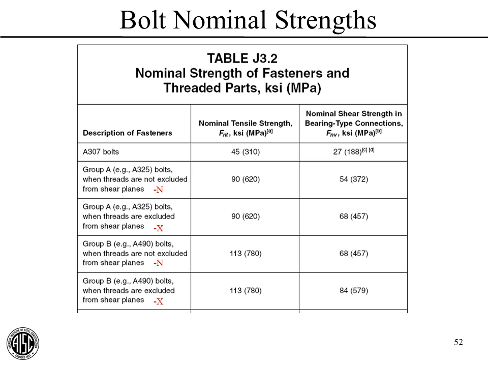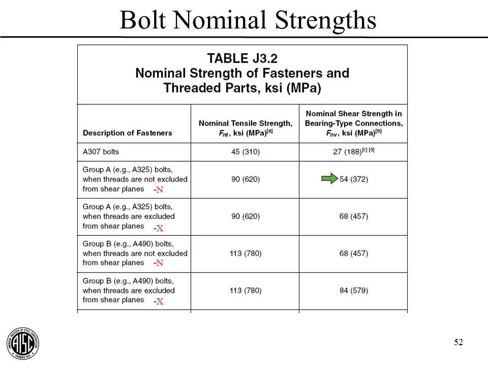Okay, so let's take a look at table J3.2. First column, we have the description of the fasteners. Then we have F sub NT and F sub NV. Okay, so you can see here the main thing we're looking at would be these group A, group B, and then C down below. In group A, you can see that we have one entry for N-type bolts and another one for X-type bolts. And you can see the difference in F sub NV for those two conditions.